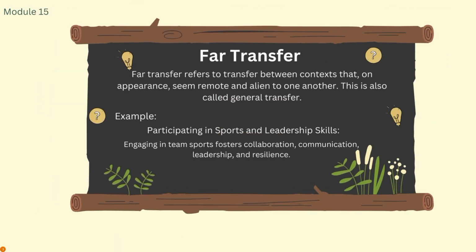And the fourth one is the forward transfer. It is a task that involves skills and knowledge being applied in situations that change. It also requires instructions where learners are trained to adapt guidelines to changing situations or environments. Example, participating in sports and leadership skills. Engaging in team sports fosters collaboration, communication, leadership, and resilience. Athletes often transfer these skills to leadership roles in their professional careers or community involvement.